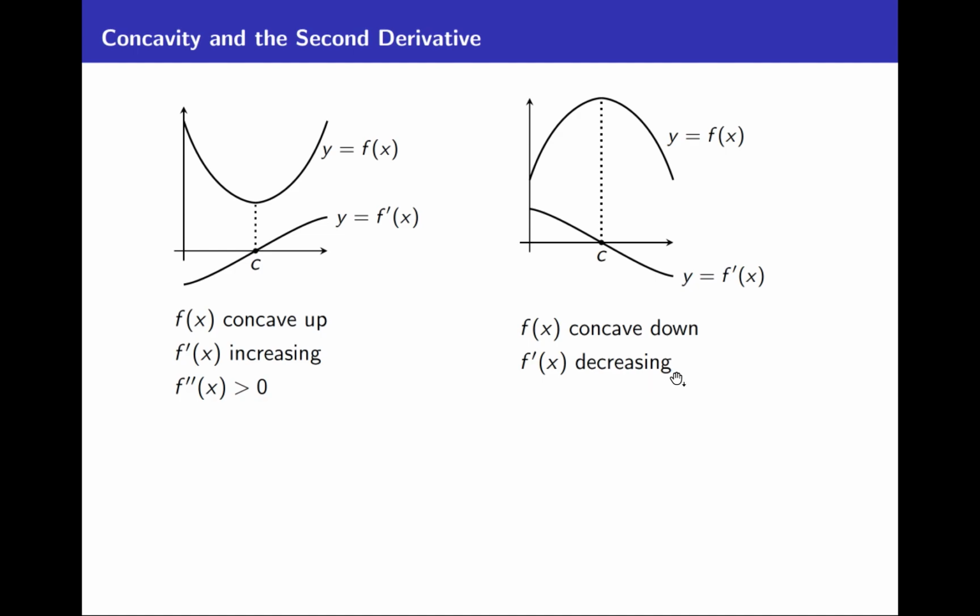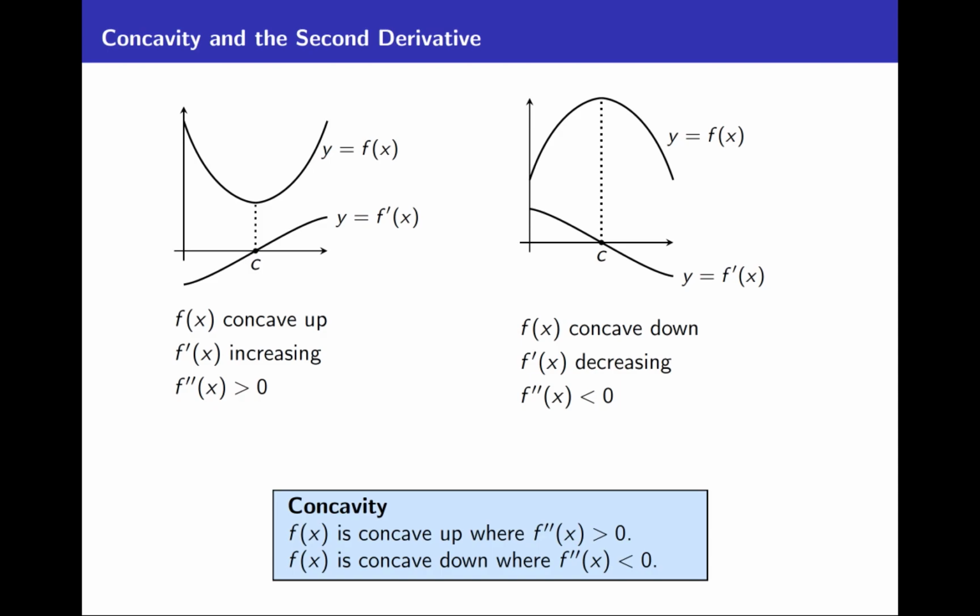F prime of x is a decreasing function. And one thing we know about decreasing functions is that their derivatives are negative. So the derivative of f prime, which is f double prime of x, is negative. So we see here in this picture that the concave down shape is signaled by a negative second derivative. So here's the takeaway. For concavity, a function f is concave up where its second derivative is positive, and it's concave down where its second derivative is negative, as we see in these pictures.